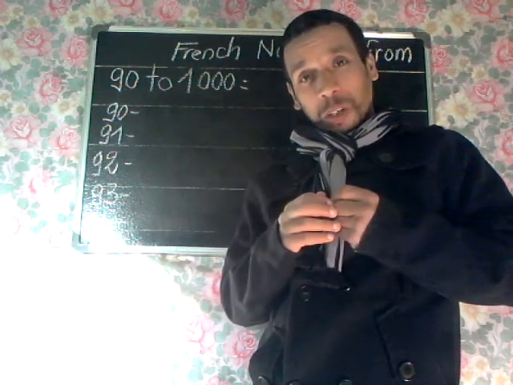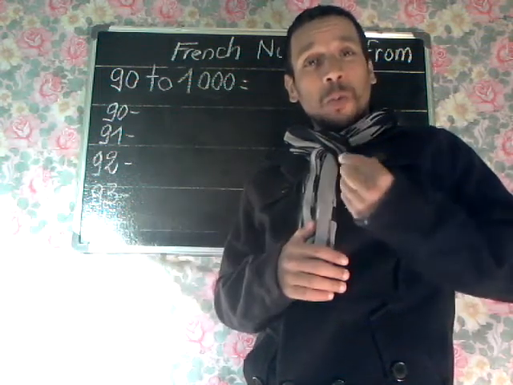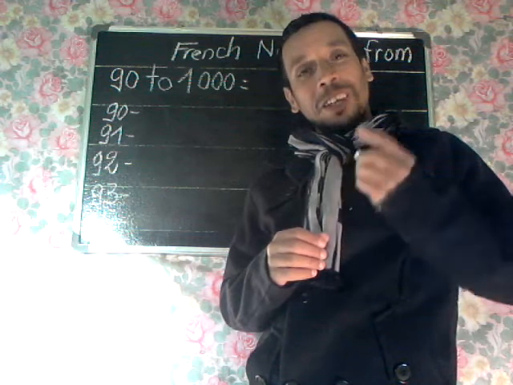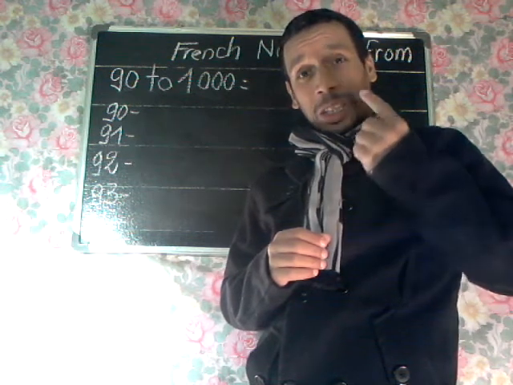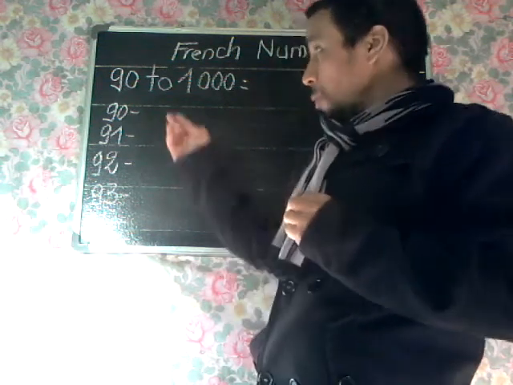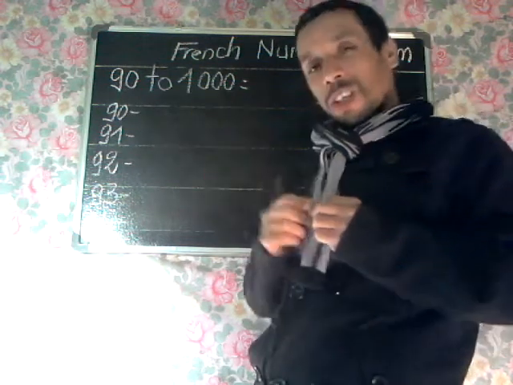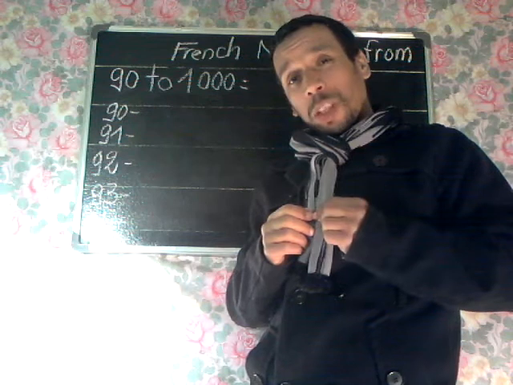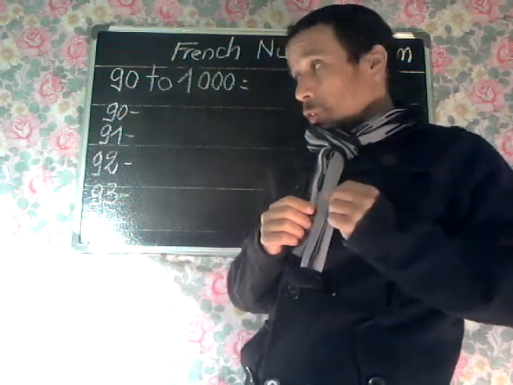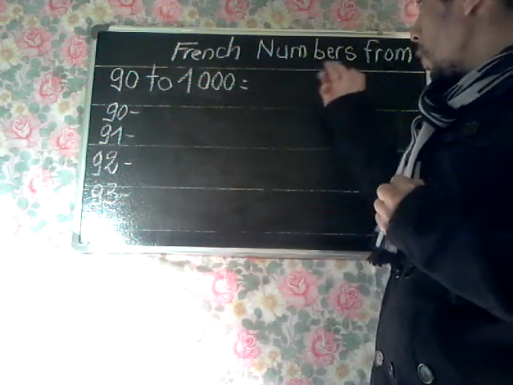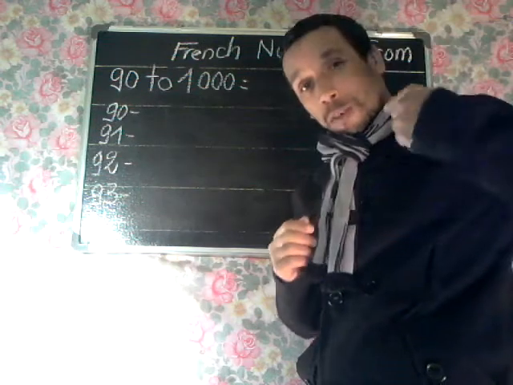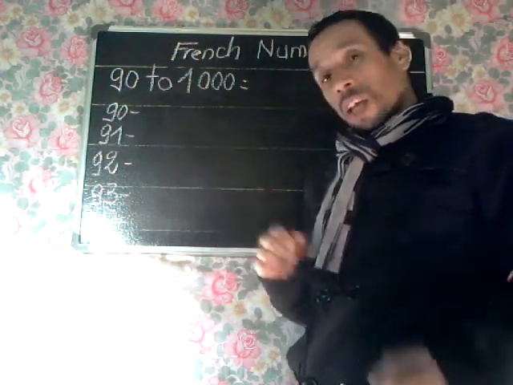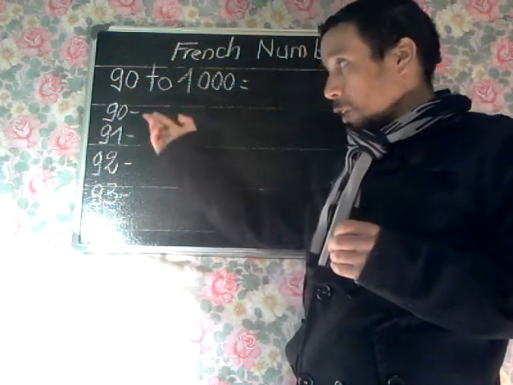I am happy to be here with you today to give you another lesson in French language. Today I will teach you French numbers from 90 to 1000. So the title of our lesson, or our video tutorial of today, is French numbers from 90 to 1000. Now, I have already written some numbers because I don't have space over the blackboard.